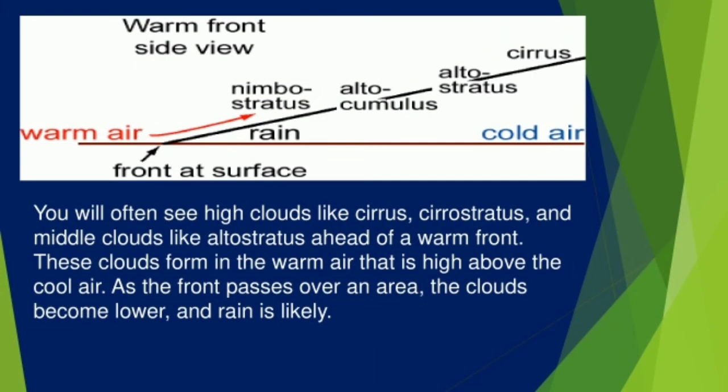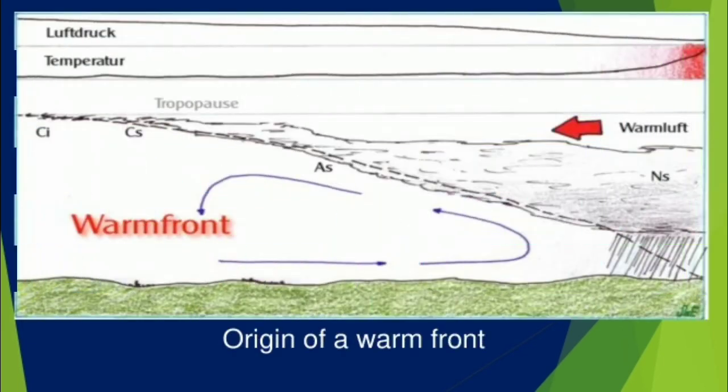You will often see high clouds like cirrus, cirrostratus, and middle clouds like altostratus ahead of a warm front. These clouds form in the warm air that is high above the cold air. As the front passes over an area, the clouds become lower and rain is likely. There can be thunderstorms around the warm front if the air is unstable. So, to sum it all up, let us understand the origin of the warm front. The origin of a warm front is caused by the tropical air meeting a colder polar air.